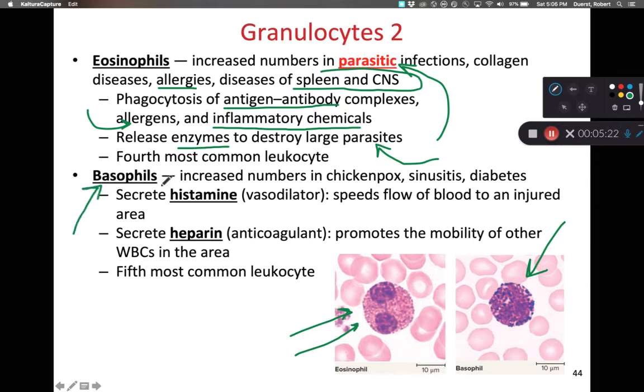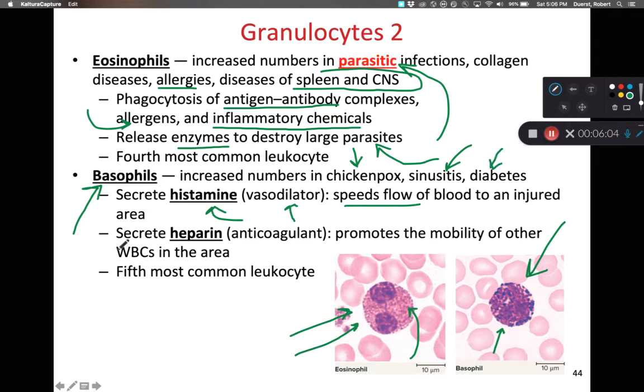Basophils are the rarest white blood cell. And notice how the speckles or the granules on the basophil are dark purple, completely obscuring the nucleus, whereas with the eosinophils, we have those pink granules filling up the cytoplasm. When you think of basophils, I want you to think of a cell that's going to be associated with secreting histamine. And that histamine is going to be acting as a vasodilator so that we have increased rate of blood flow to injured areas. Basophils clinically have been associated as a white blood cell that will increase in numbers when we have a person with a chickenpox infection, sinusitis, so sinus infection, and or diabetes.